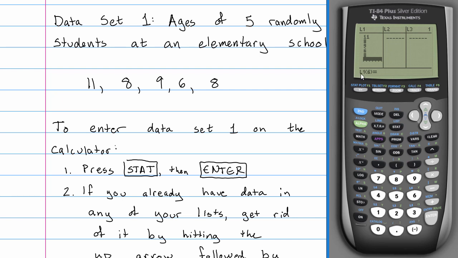Notice it says L1 6 at the bottom here. 6 means if I entered another number, it would be the 6th number, which means that I've entered 5 numbers. That's a good way to quickly check that you've entered all of your numbers. So if you have not finished entering data set 1 in L1 yet, please pause the video and finish entering this on the calculator, and then resume the video and we'll work with the second data set.